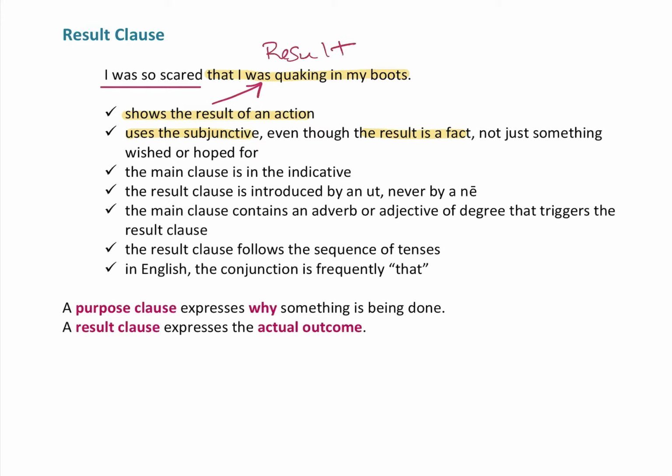Okay. Now, like a purpose clause, the result clause is introduced by ut, but never by nē. And the main clause is in the indicative, right? So this would be indicative, and the result clause would be in the subjunctive. Okay, so the main clause contains an adverb or an adjective of degree that triggers the result clause. So I was so scared. How so scared was I? That I was quaking in my boots.